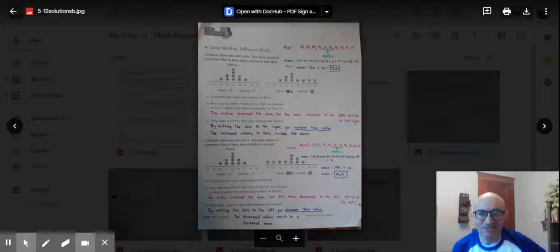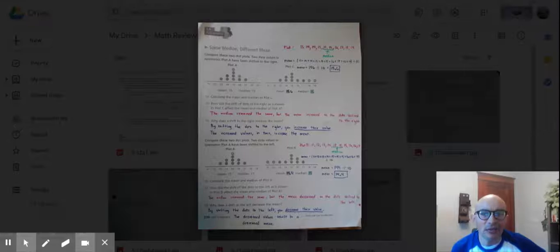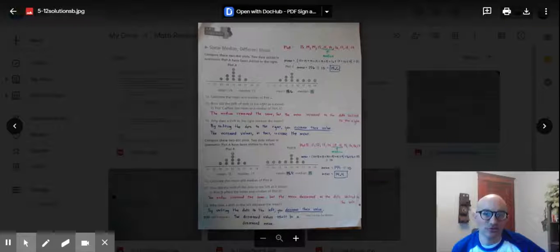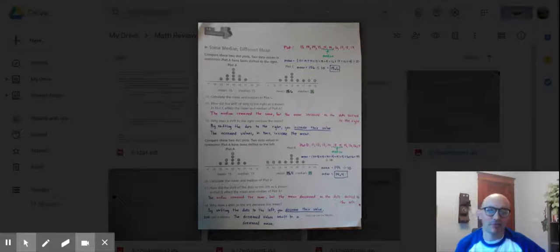Anyhow, today let's work on this page. It says 8-6 class activity, same median, different mean. Today on this page we're going to be looking at data sets that are symmetrical, and then data sets where we change the distribution of data. We are shifting our numbers sometimes to the right, sometimes to the left, and we're doing some comparing and contrasting.